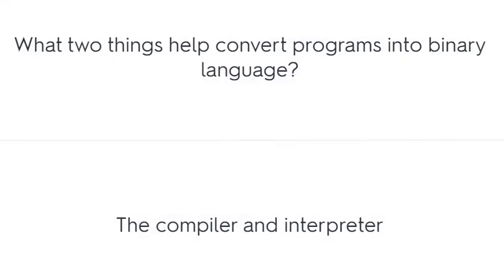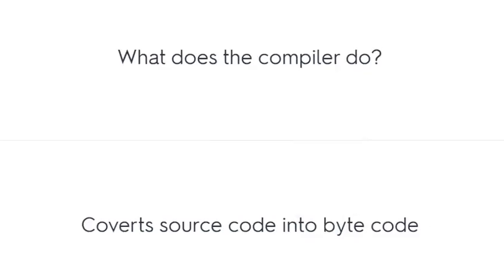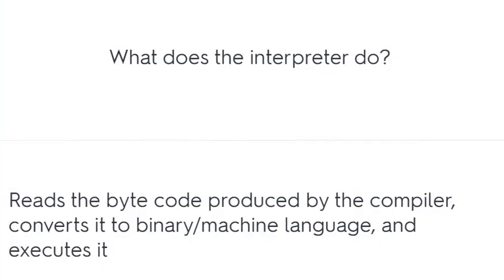What two things help convert programs into binary language? What does the compiler do? Convert source code into bytecode. What does the interpreter do? Reads the bytecode produced by the compiler, converts it to binary machine language, and executes it.